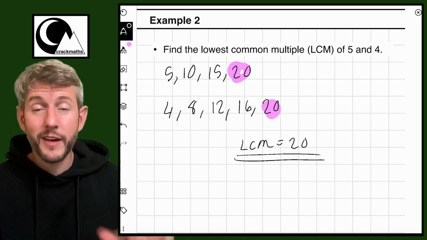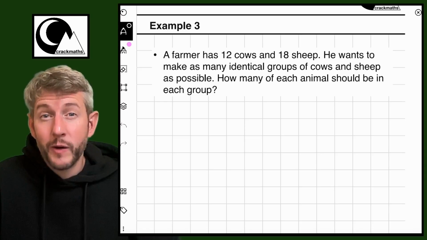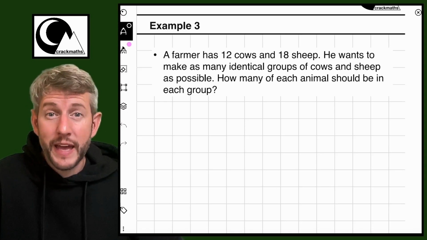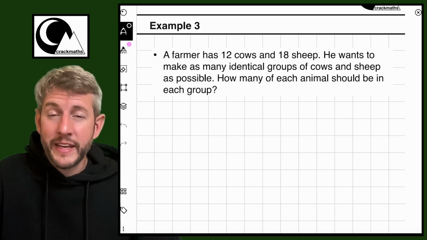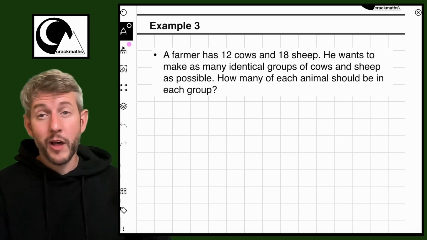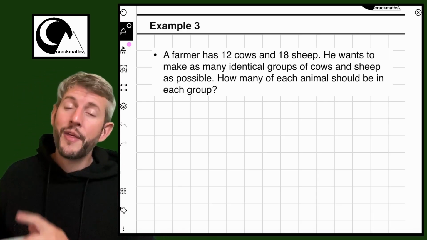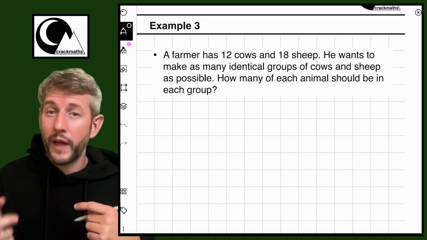Okay, let's move on to example 3. Example 3 says, a farmer has 12 cows and 18 sheep. He wants to make as many identical groups of cows and sheep as possible. How many animals will be in each group? So remember, it's the highest common factor that tells us the number of groups, and it's the number that we multiply by the highest common factor that tells us how many of each animal that will be.